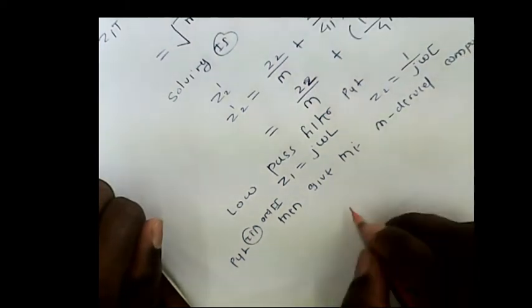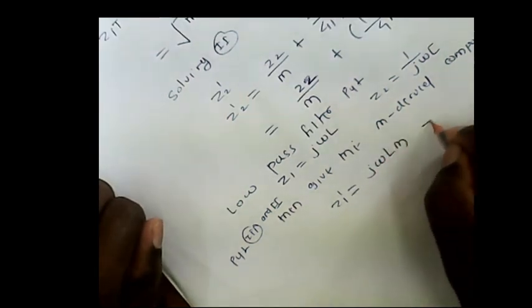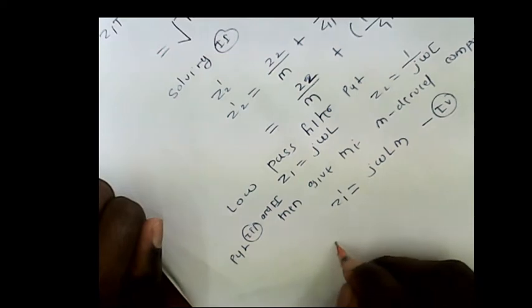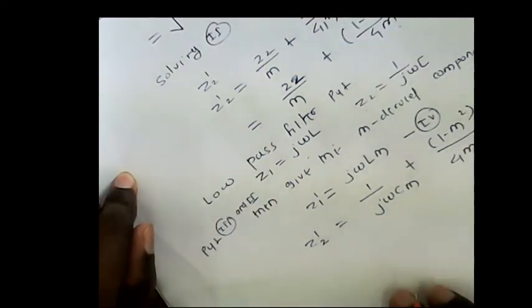So we can give the m-derived components. Z1 dash is equal to j omega L into m. This is equation number 4. Then we derive Z2 dash. We put the value of Z2 and Z1, so we can get Z2 dash equal to 1 upon j omega C m plus (1 minus m square) divided by 4m, j omega L. So this is equation number 5.